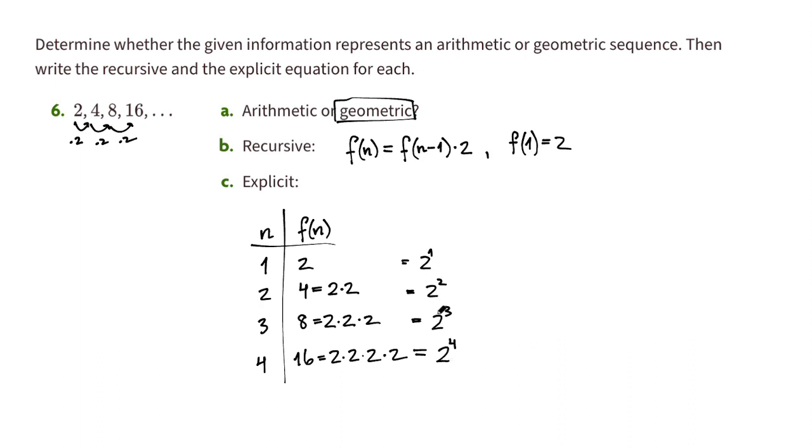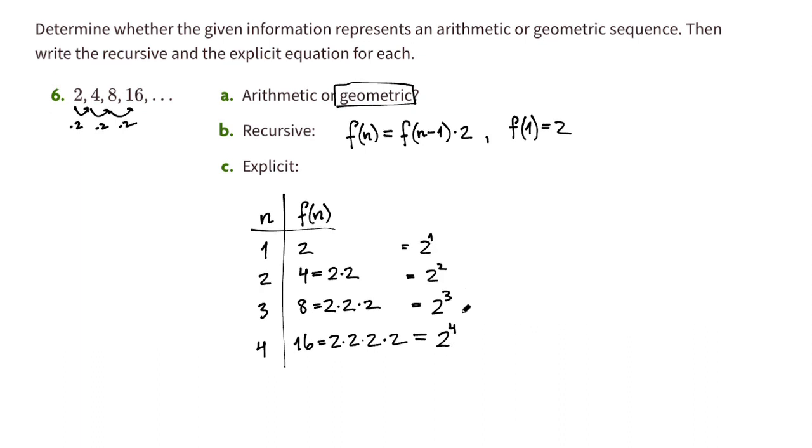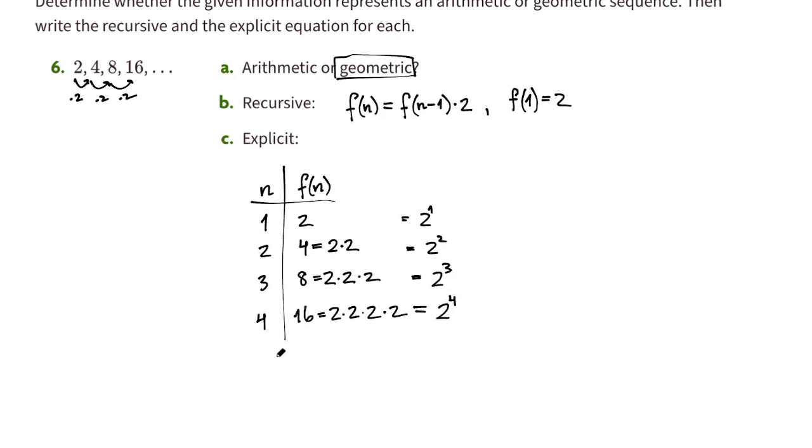So we see here that a pattern is arising. We've got 2 raised to a number. So for the nth spot, we will have 2 raised to something. Now that something is different each time, so that's where we're going to use our variable. And we see that that exponent happens to be the same as the number over here. So if I'm calling the number over here n, then the exponent will have to be n. So that's my explicit equation: f of n equals 2 raised to the n.